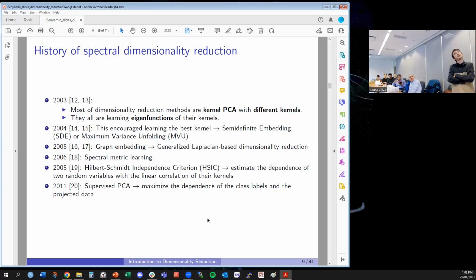In 2005, the Hilbert-Schmidt independence criterion was proposed, or HSIC, saying that, okay, when you have two random variables, it's too hard to measure their dependence. Do you agree? Dependence is very hard. Correlation is easier.